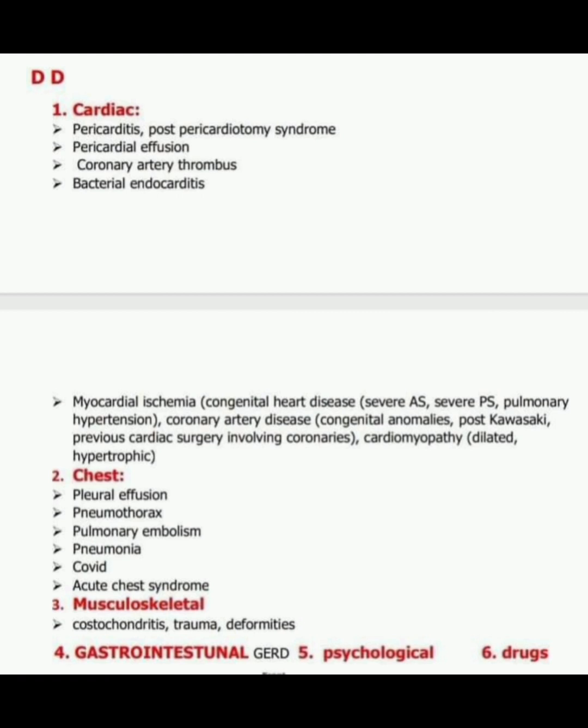In the chest, we find chest pain in pleural effusion, pneumothorax, pulmonary embolism, pneumonia, COVID, acute chest syndrome. Musculoskeletal causes of chest pain are costochondritis, trauma and deformities, gastrointestinal, GERD, psychological and drugs. These are the DD of chest pain.